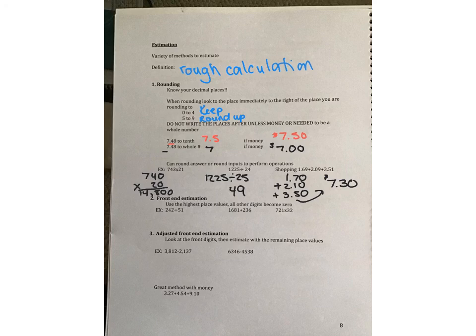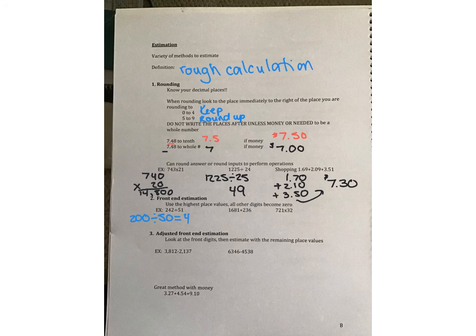The next type of estimating that we have is called front-end estimation. With front end estimation, we honestly just look at the highest place value and all the other digits become 0. So we're not actually rounding them like we would by looking at the place values to the right. So we could look at this first one and I could say, okay, so here I'm going to have 200 divided by 50. Again, I'm just taking the highest place value. And if I divide that, I would end up with 4.